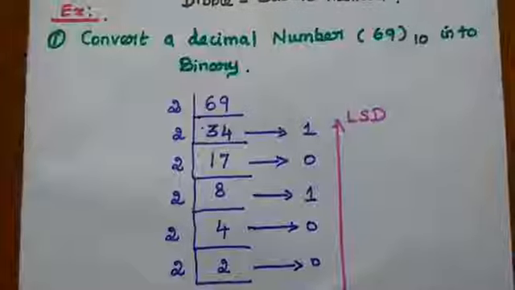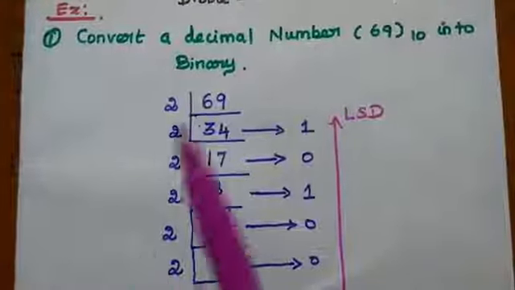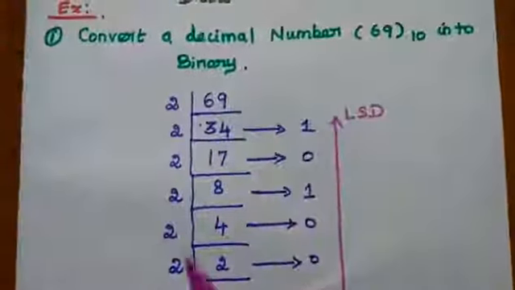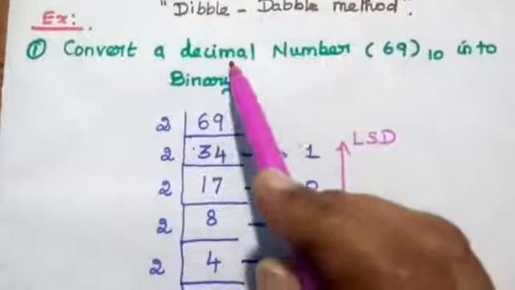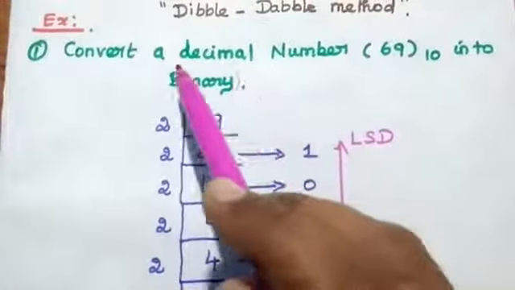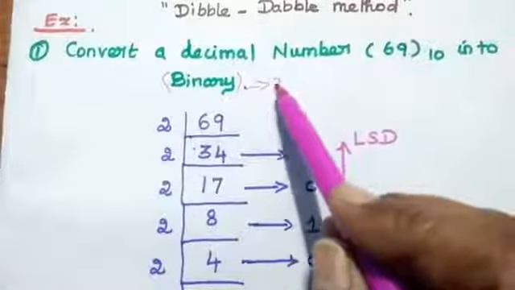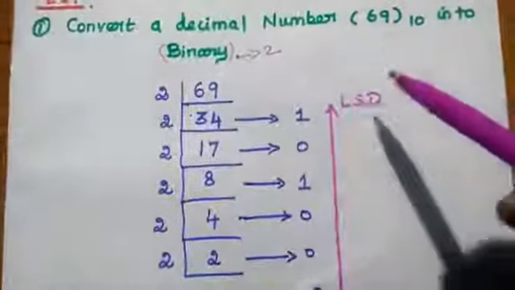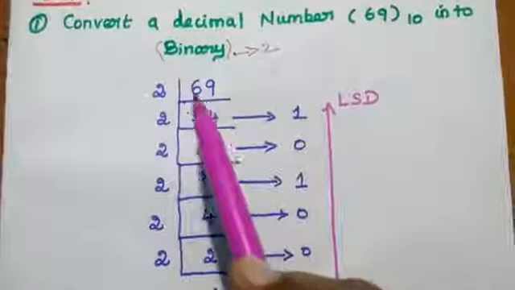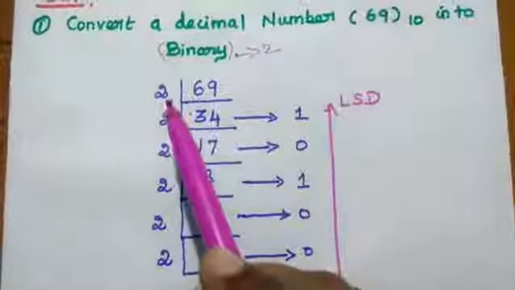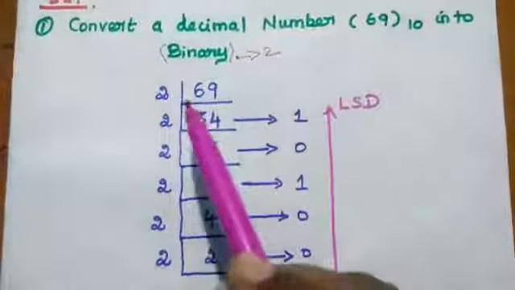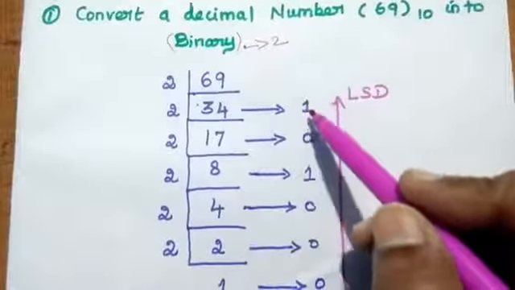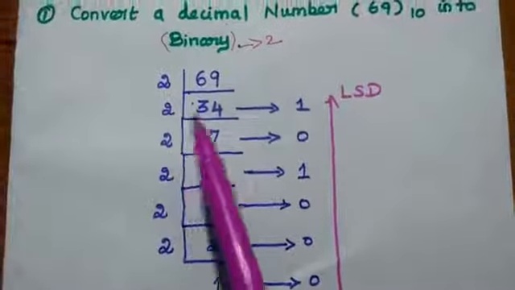So consider the first problem. Convert a decimal number 69 into binary. So here, what is the problem? Decimal to binary. If I want to convert that into binary, what is the base of the binary? It is 2. So I am going to divide the decimal number by 2. So 69 we have to write down and divide with respect to 2. 69 divided by 2 gives 34 and there is a remainder. We have to write down the remainder here and again divide.